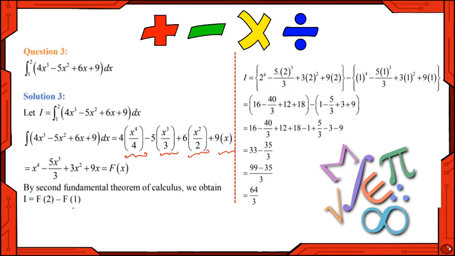So now what is the upper limit? 2. F(2) minus F(1). First of all, replace all the x with 2 and then minus, replace all the x with 1. So it is 2 power 4 minus 5 into 2 cube upon 3 plus 3, 2 square plus 9 into 2. Solve it. After that, minus, and all the x will be replaced with 1, and then after that, simple calculation, algebra, and get the answer.